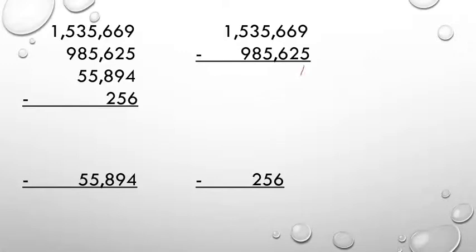So we'll get here 4. 9 minus 5 is 4. 6 minus 2 is 4. 6 minus 6 is 0. 5 minus 5 is 0. 3 minus 8 is not possible, so you put a borrow here. You borrow. You need to learn how to borrow stuff.